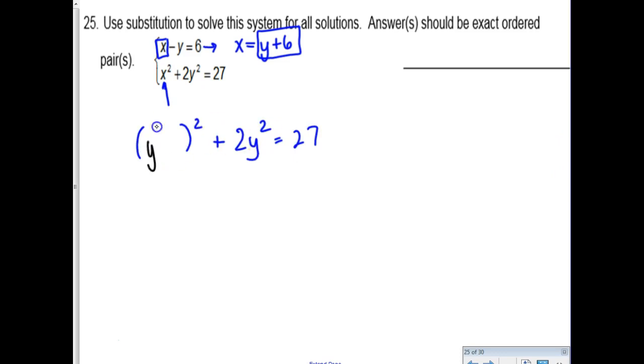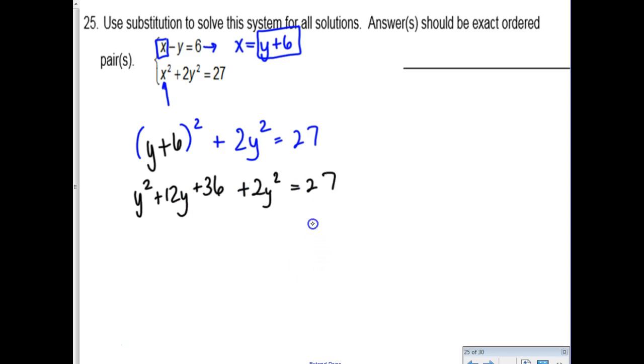And we don't typically have a situation where we're solving for y, but it does work. You just have to be careful that you're writing them down in the right part of your answer. So (y + 6) squared would be y squared, FOIL this out, plus 12y, plus 36. And then we still have a plus 2y squared, and then equals 27. So you definitely have a quadratic.